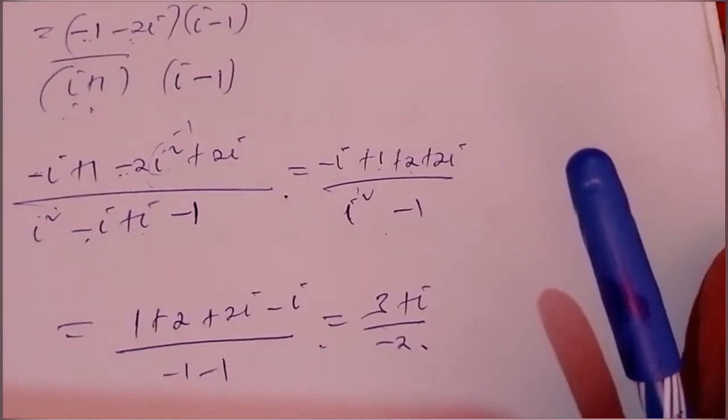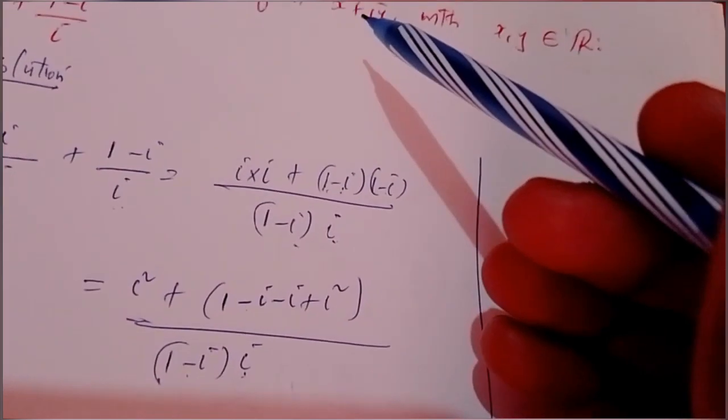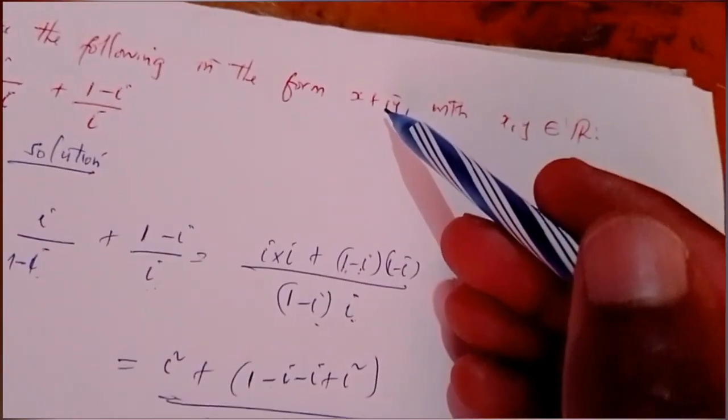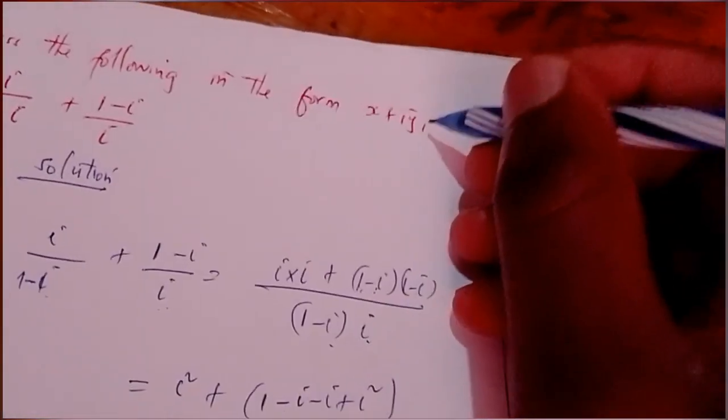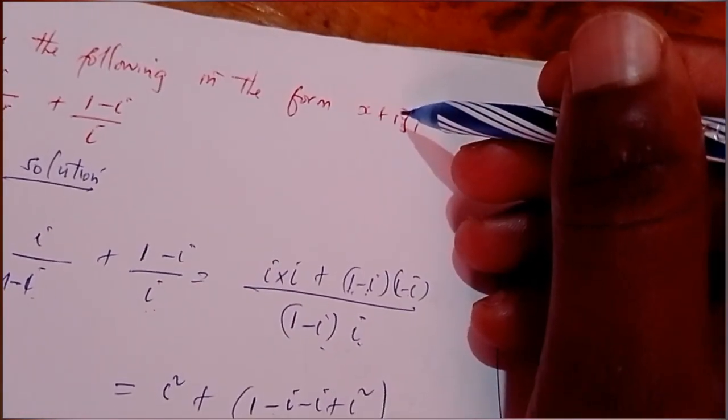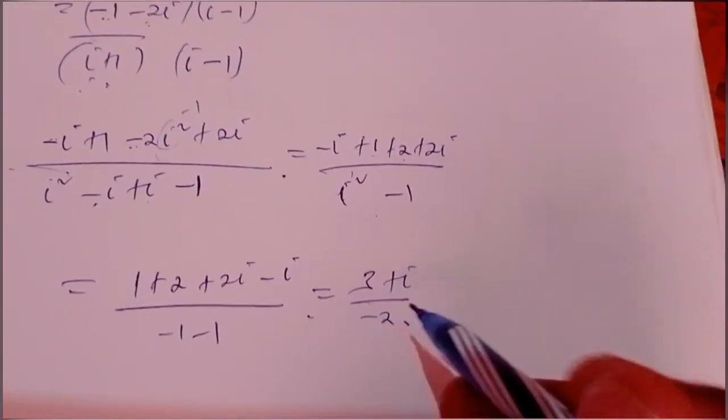We have to separate the real parts and the imaginary parts. The real parts are those parts that do not contain i, but the imaginary parts are those parts of the expression that have i. So this is our final answer, but now we have to separate the real parts and the imaginary parts.